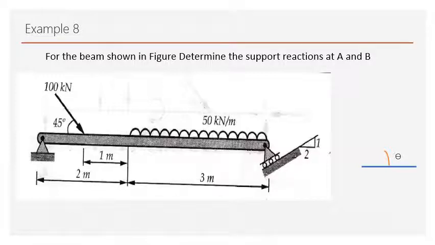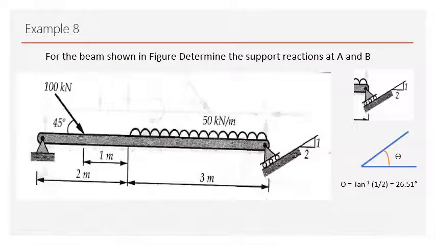So here what we have to do, we have to find the inclination of the plane, that is tan inverse 1 by 2, 26.51. So the reaction would be perpendicular to this plane. Okay. So what would be the angle of inclination of the reaction? It would be 90 minus 26.51, that you get, I think, 63.46 something.